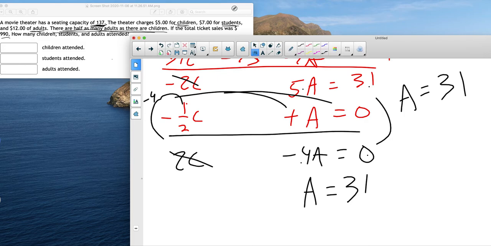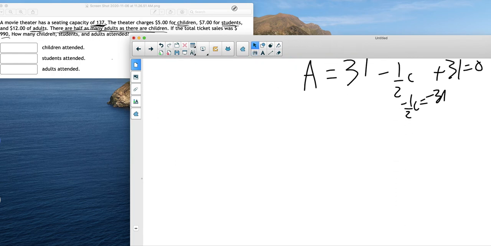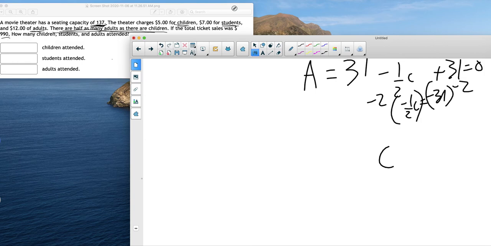I know that C is twice as big as A, right? From this equation, I get -1/2 C plus 31 should equal 0, right? Just using this equation. So subtract 31 from both sides. I get -1/2 C equals -31. Multiply both sides by -2. So the 2's cancel and the negative signs cancel. I'm left with C equals 62.